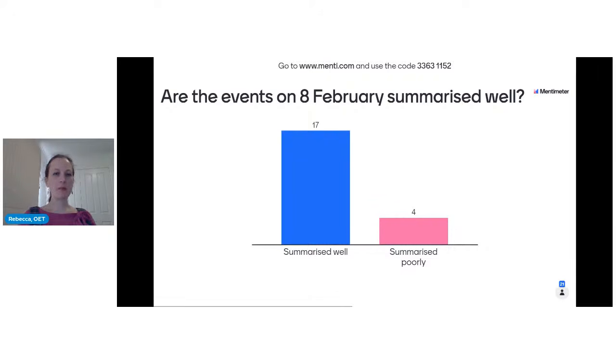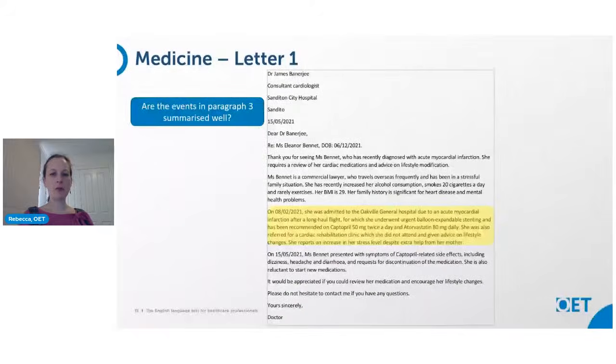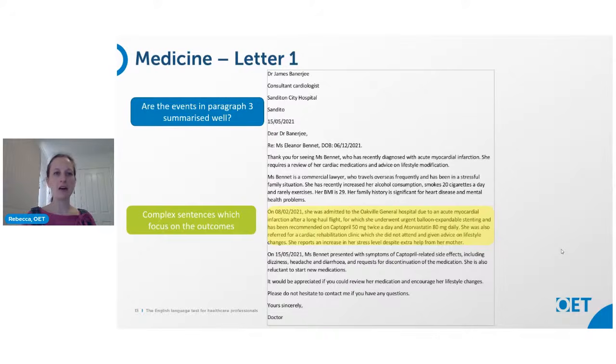Great. So yes, I would agree with you that in the main, this has been summarized well. It hasn't included a lot of additional explicit detail about what happened, but just the outcomes using a couple of complex sentences. So we've got information about the heart attack following the flight, the fitting of the stent, the medication and the discharge actions, i.e. the cardiac rehab referral and lifestyle advice.